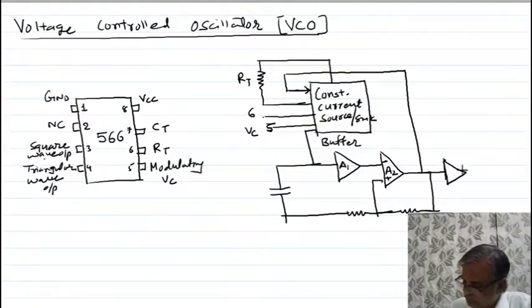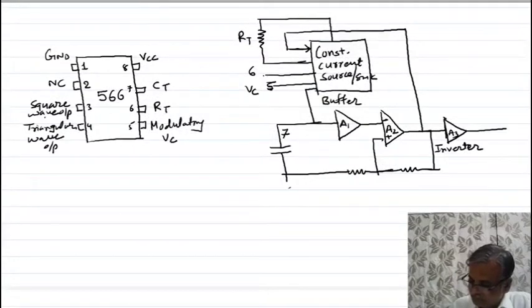Here I am showing you, this is your inverter, this is your A3. It is an inverter. See, this is pin number 7. This is pin number 1, it is your ground. This resistor is RA. Let me say this is RB. This is your Schmitt trigger. I am writing here Schmitt trigger. This is your buffer. This is your inverter circuit.